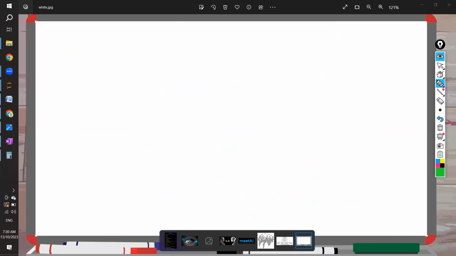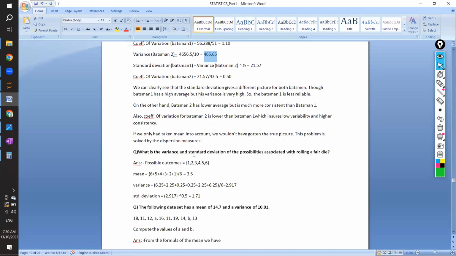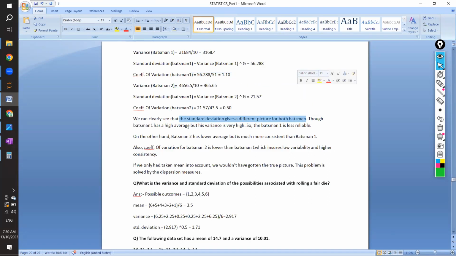Fine. So with that concept, since we calculated, we can clearly see that the standard deviation gives a different picture of both the batsmen. Though batsman one has high average, his variance is also very high. So batsman one is less reliable. On the other hand, batsman two has low average, but is more consistent than batsman one. Similarly, what we have discussed with variance, you can simply extend to standard deviation also. Same thing will happen, and the coefficient of variation will also be less.